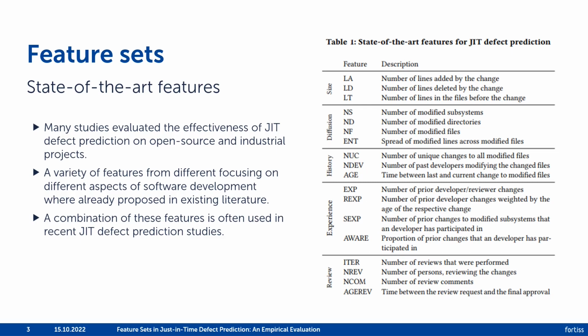Many studies have already evaluated the effectiveness of just-in-time defect prediction on different open source or industrial projects. And there are a variety of features from different aspects of the software development process that were already used and proposed in existing literature. A combination of these features is often used together as a baseline for new defect prediction research. And this is shown here on the right.